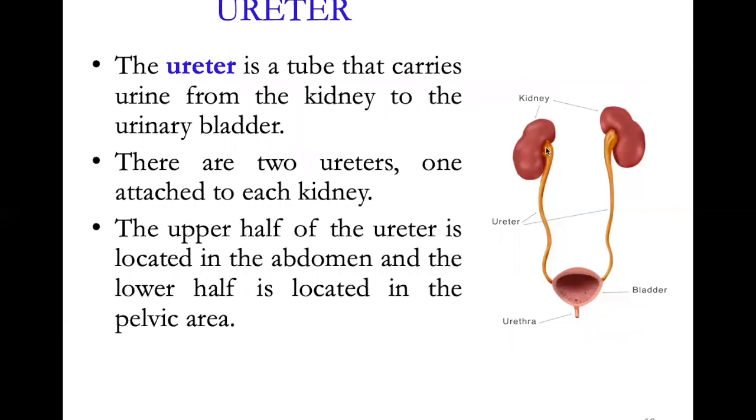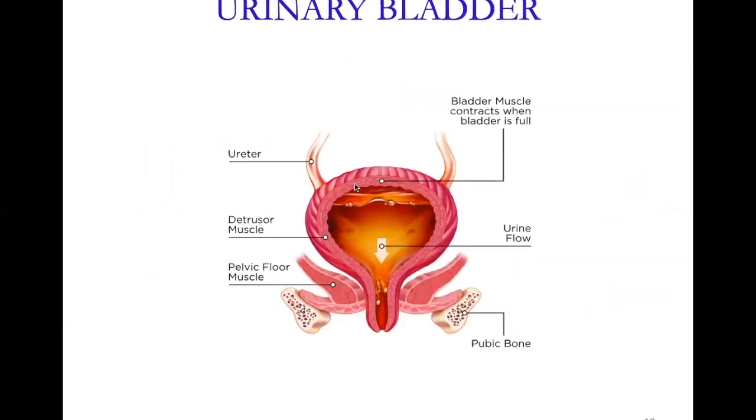The urine finally enters into the ureter. There are two ureters, one attached to each kidney. The upper half of the ureter is located in the abdomen and the lower half is located in the pelvic area. The urinary bladder is a muscular organ in which the two ureters enter and the urine is filled up. The urinary bladder is a place where urine is collected and then it is excreted out through the urethra, and there is an opening that is called the urethral opening.